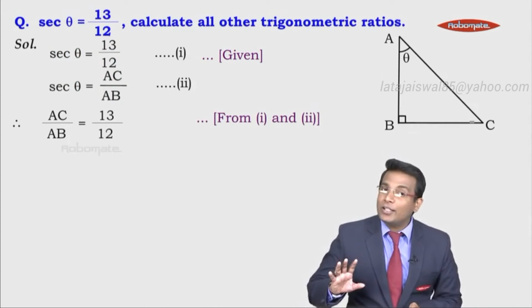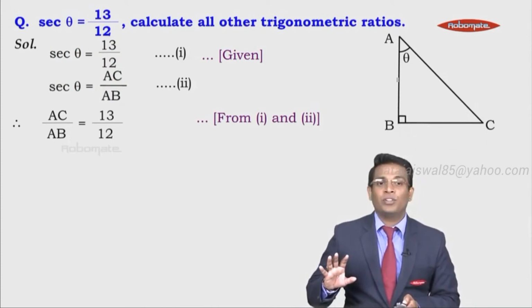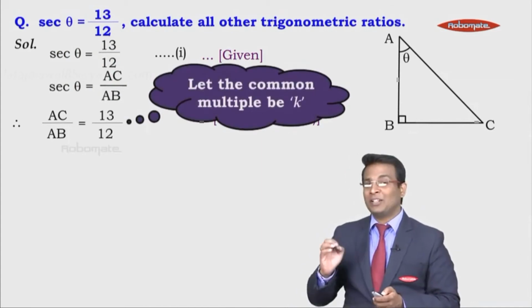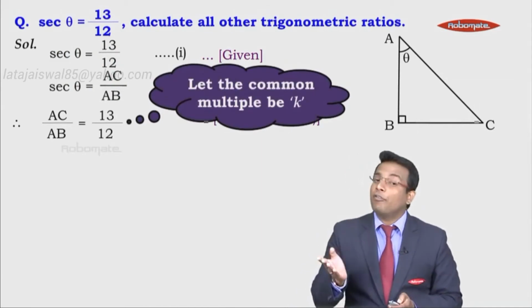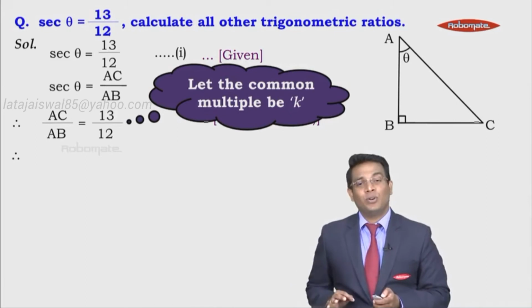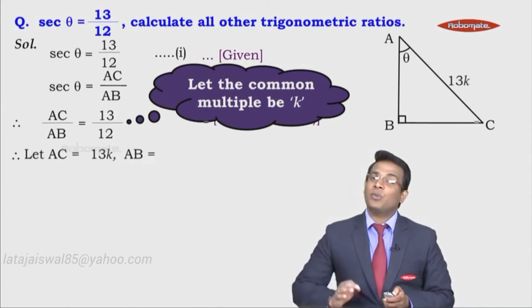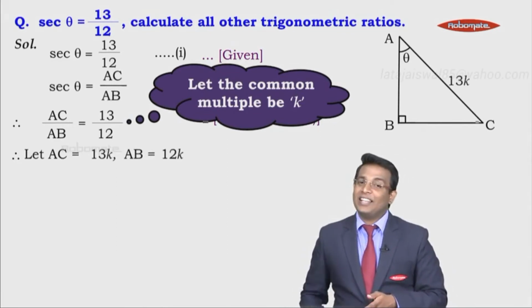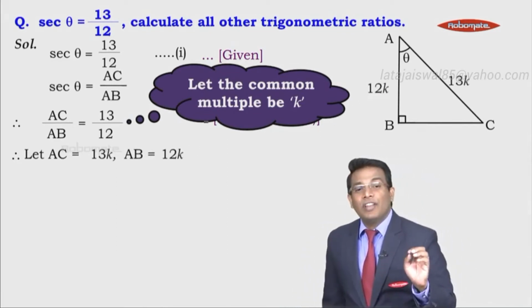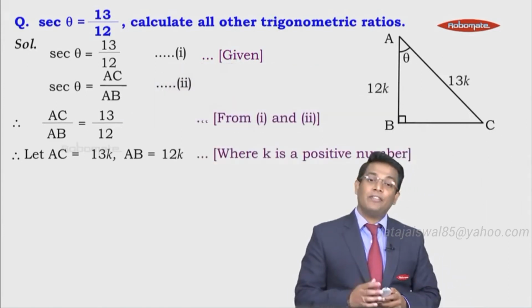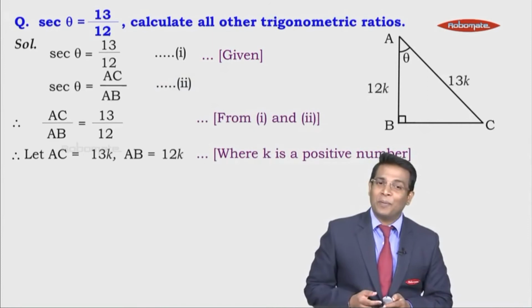Does this mean that AC is 13 and AB is 12? No, these are only the ratios. So for that we need to take the common multiple. So let the common multiple be K. So from here we'll get AC is equal to 13K and we'll get the value of AB as 12K, right? Easy, simple. So here we have the value of AB as 12K and the value of AC as 13K, where K is a positive number.